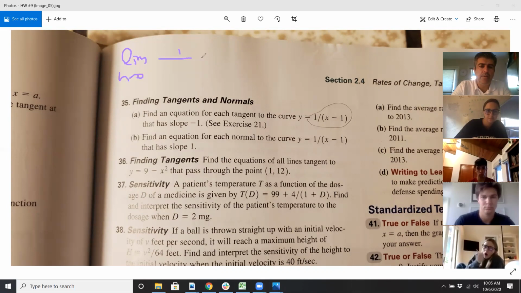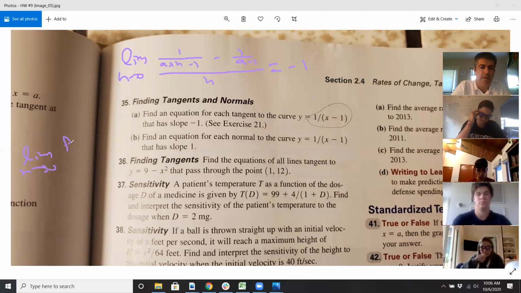So 1 over, you're going to put a plus h minus 1 over a minus 1 over h. Remember, the formula is this, and you're going to set that equal to -1, by the way. It's the limit as h approaches 0 of f of a plus h minus f of a, all over h. That gives you a numerical value for the derivative.